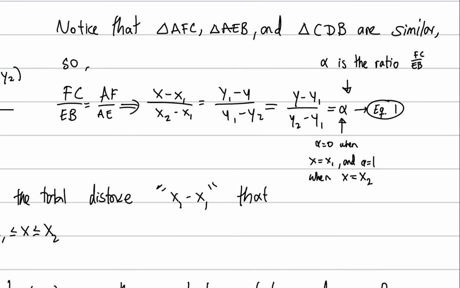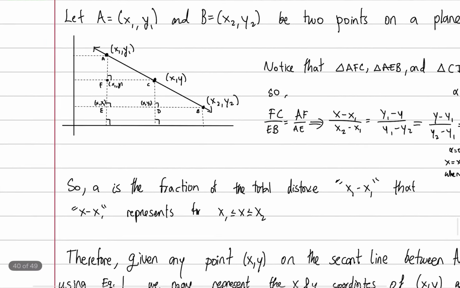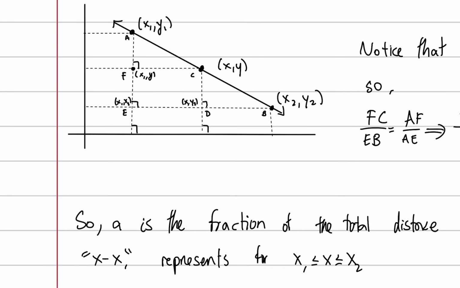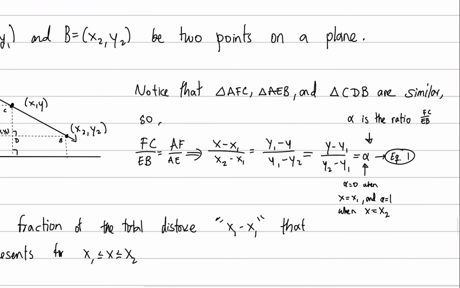And here we get an alpha. Note that when I say A, it is going to be different later on from alpha. So keep that in mind. It's the ratio FC to EB, right? It's saying this distance right here is how much of this distance. And for the y, it happens to be the same exact ratio, okay?